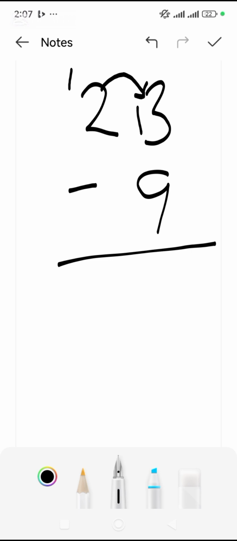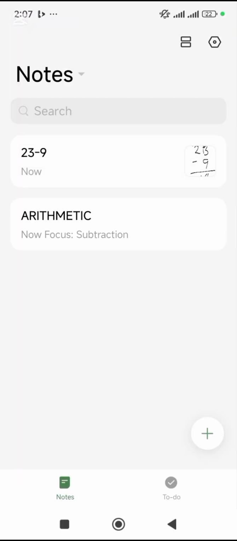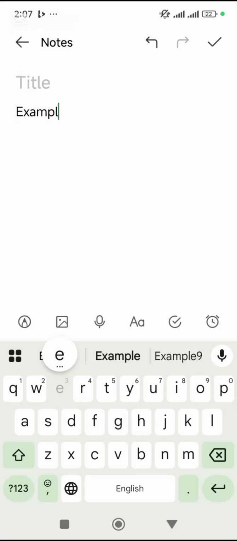So that makes it 13. And 13 minus 9 is 4. We have 1 here minus nothing, and that is 1. Remember, what is remaining here is 1. So let's see another example, say, this will be example 5.